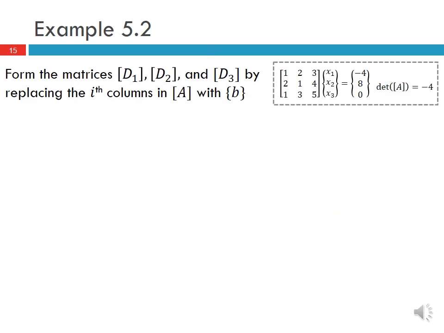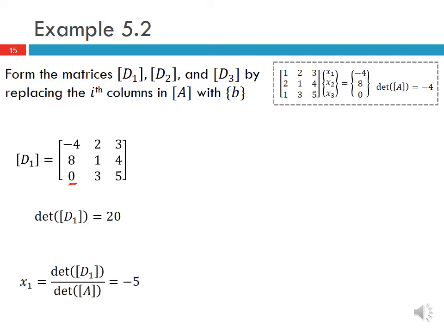And then we need to form the matrices D1, D2, and D3 by replacing the ith column in A with B. And for each of these, we want to find the determinant. So D1 is shown here. We replaced our first column in A with B, and the determinant of D1 is 20.